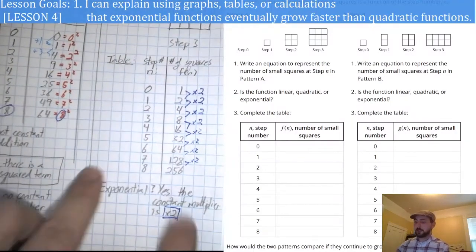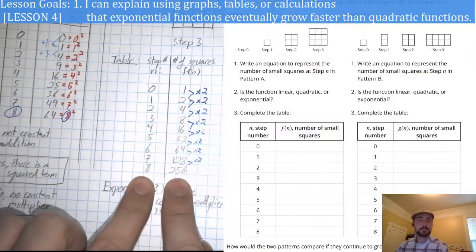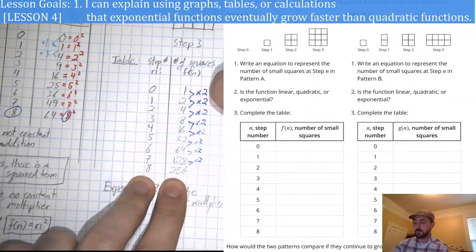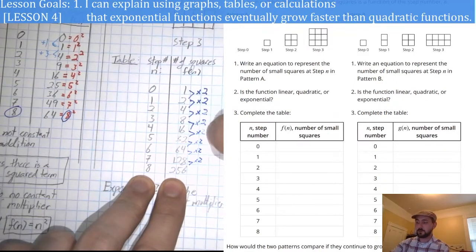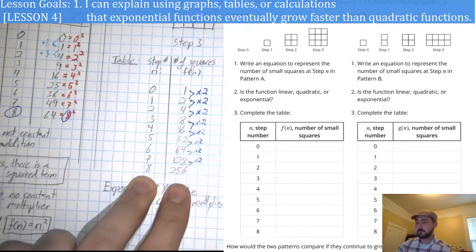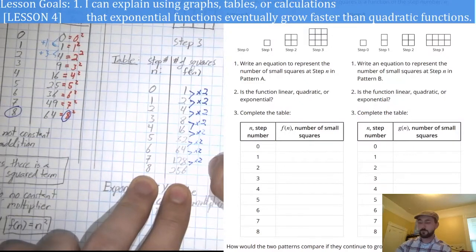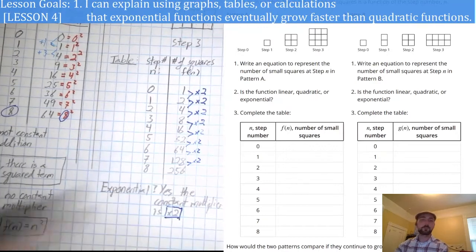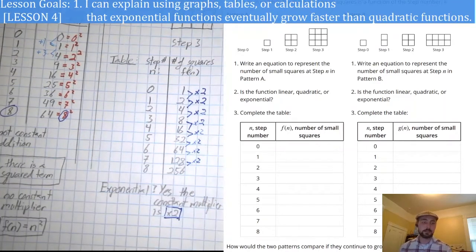So let's think about this. If I want to get all the way to step 8, how many times did I multiply by 2? Well, let's count. 1, 2, 3, 4, 5, 6, 7, 8. Ah, so step 8 required 8 multiplications. Step 7 required 7 multiplications. Step 6 required 6 multiplications, etc., etc.